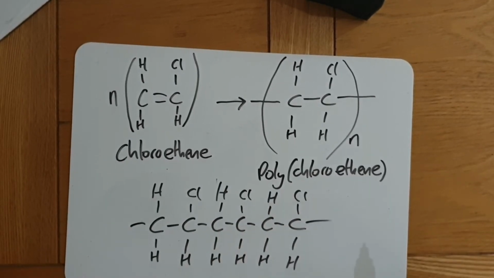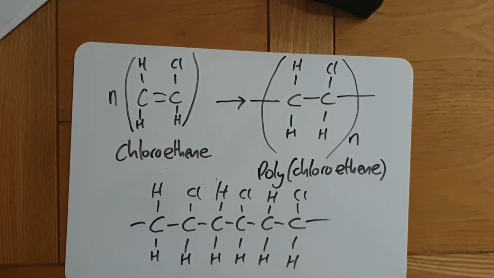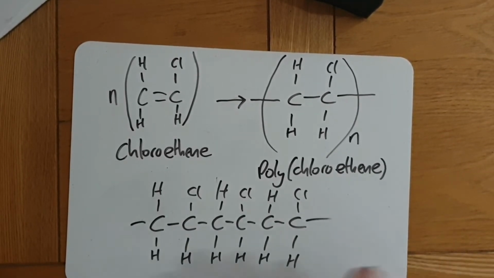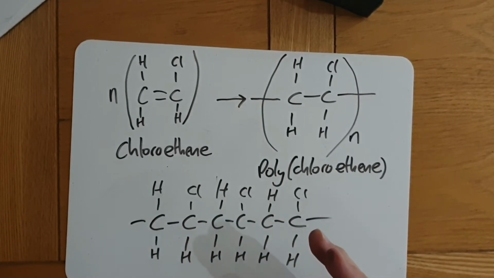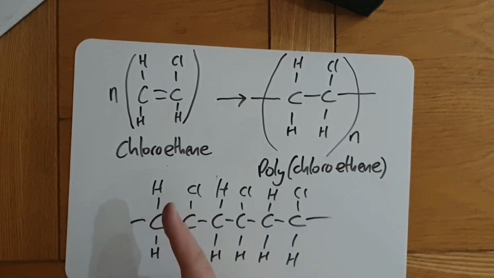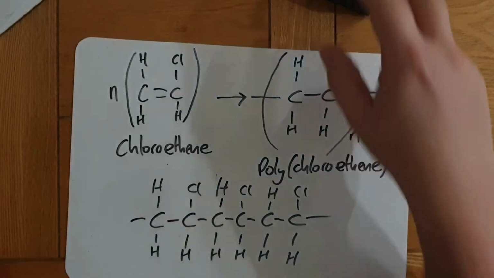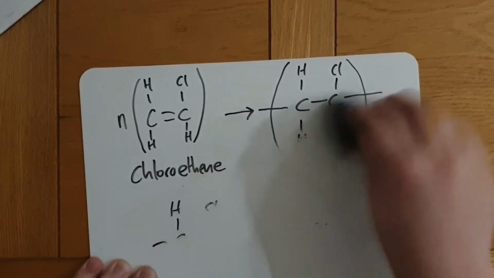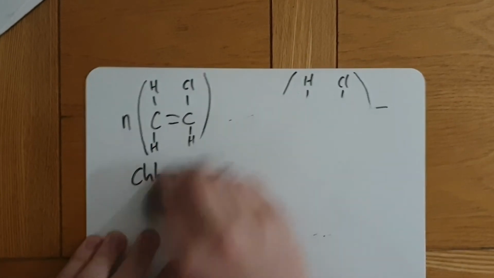Cl. Okay, so polychloroethene. So we've got ethene going to polyethene, we have got propene going to polypropene, and now we've got chloroethene going to polychloroethene. So there is one more that you need to do.